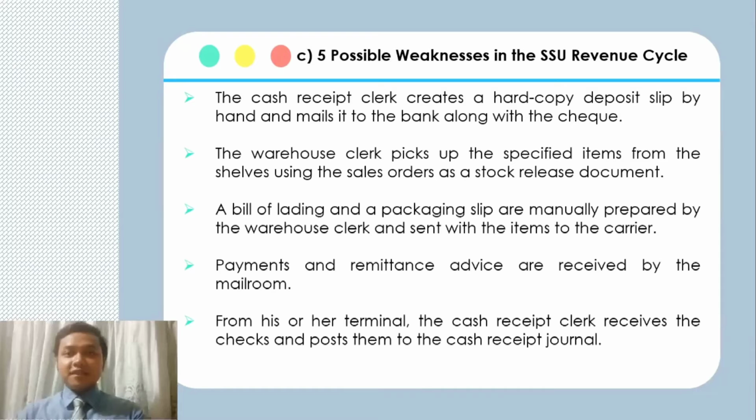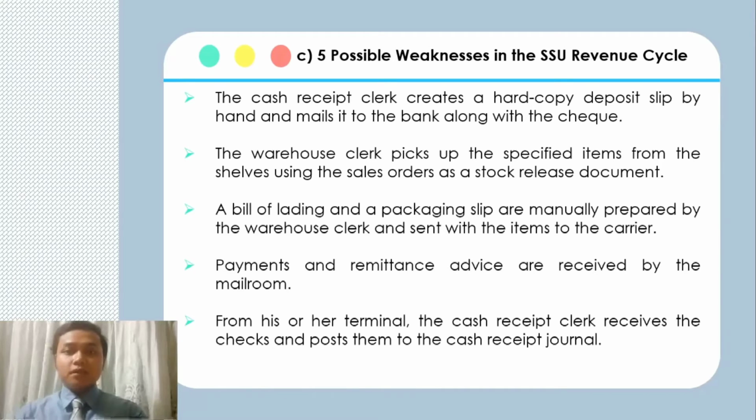For question C, there are 5 possible weaknesses in the SSU revenue cycle examined. The first is that the cash receipt clerk creates a hard copy deposit slip by hand and mails it to the bank along with the check. This is unacceptable because asset custody and record keeping responsibilities should be separated. The second is that the warehouse clerk picks up the specific items from the shelves using the sales order as a stock release document. This is improper since the warehouse clerk should apply for the picking ticket as a stock release document for the warehouse pick goods activity.